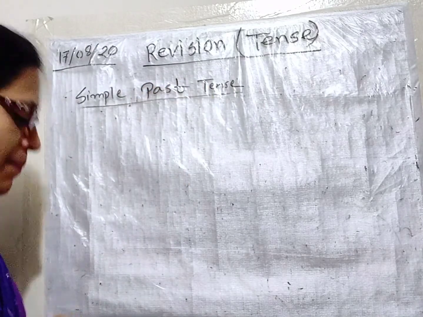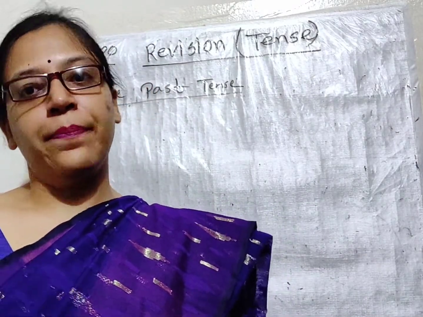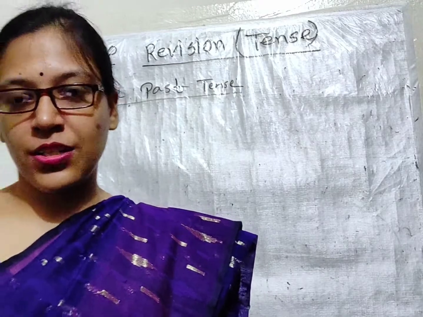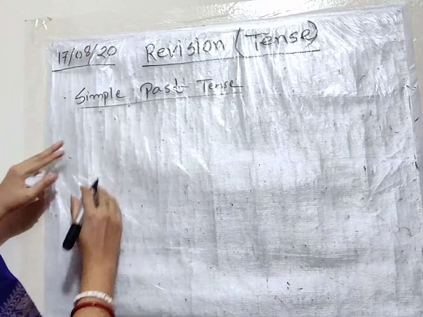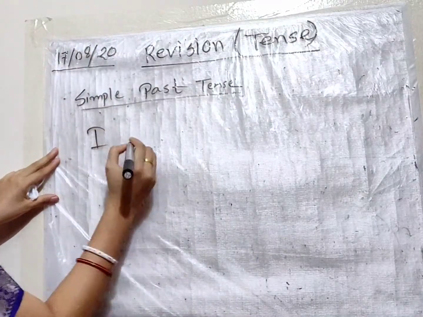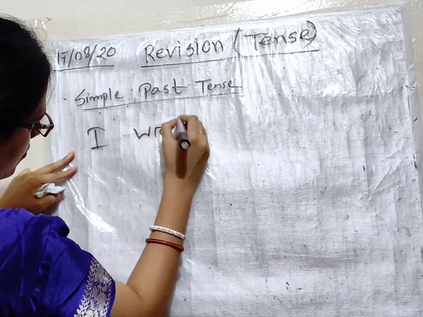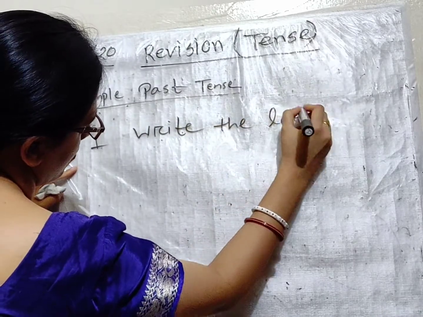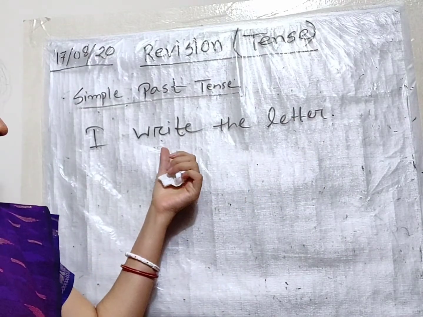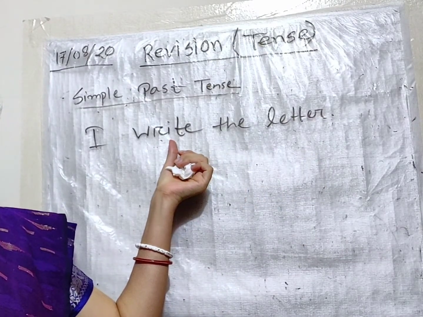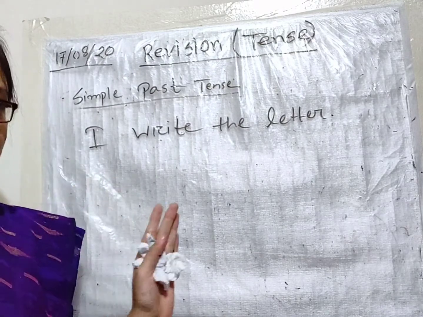Simple past tense means the action that has already happened some time ago. For example, I write the letter. Here I have written write, which means I am doing this right now. But I have done this already some time ago.